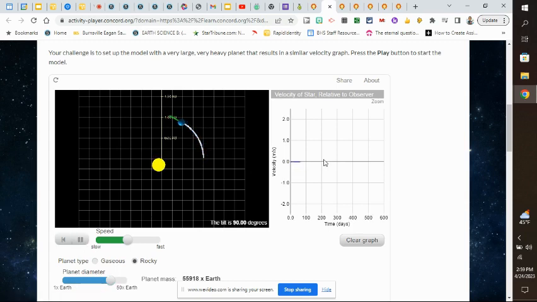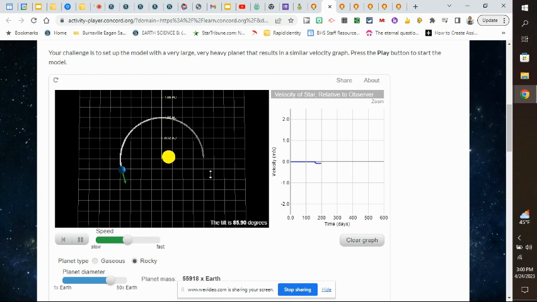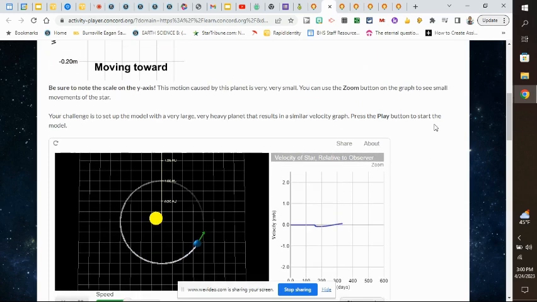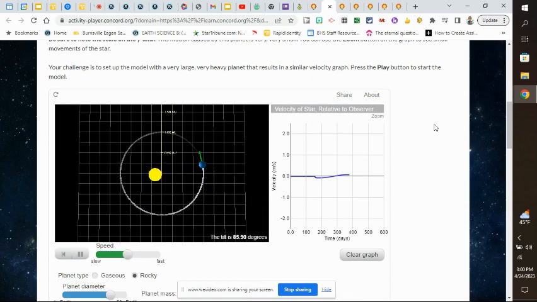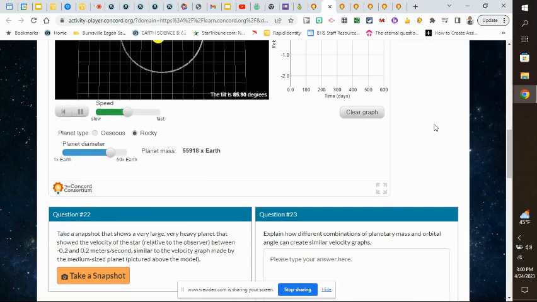Now, nothing's happening here because there's no motion toward or away. If I tilt it just a little bit, okay, now I can see just a small motion up and down. That's pretty good, pretty close to that. You might want to play around with that.